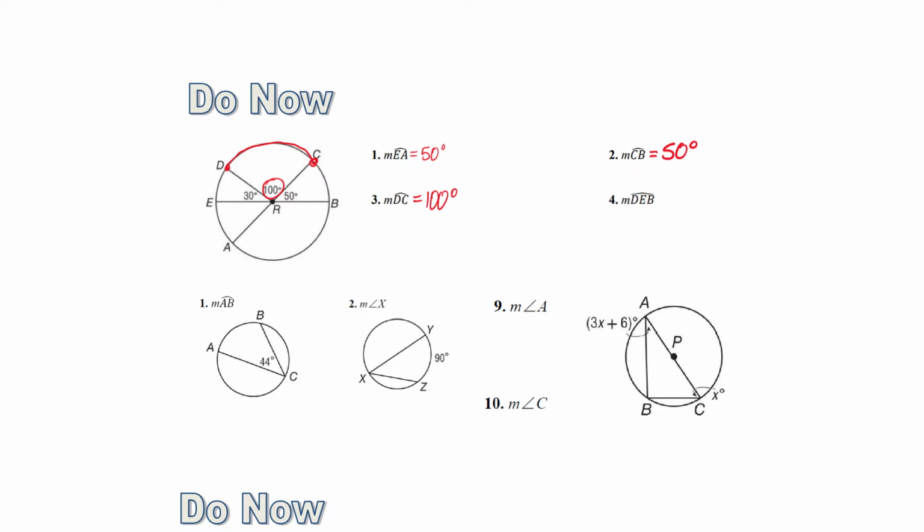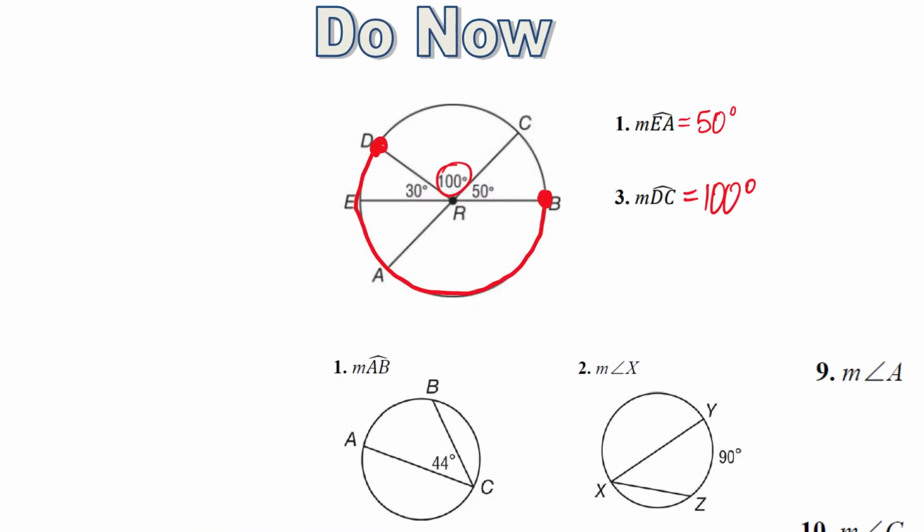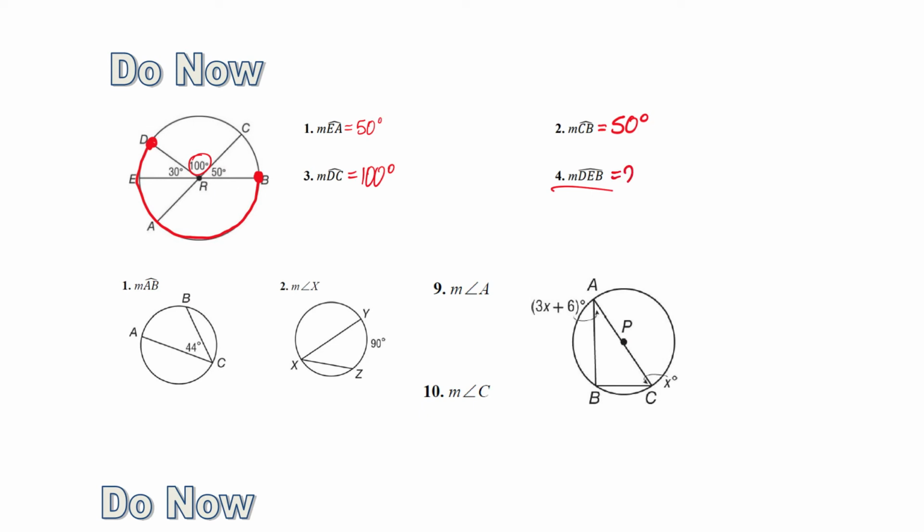Okay, so DEB, on this one. It starts at D, goes to E, and then all the way around to B. So if you think about it, from B around to E, how many degrees is that? 180, because that's half of a circle. So we have the 180 plus an extra 30. So there's 180 plus 30. What does that give you total? Gives you 210.